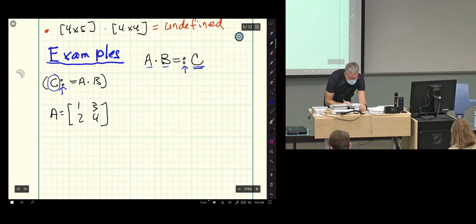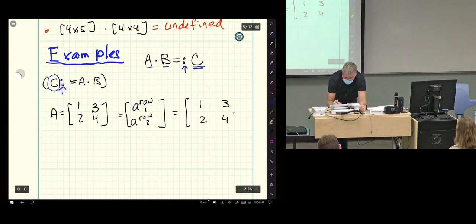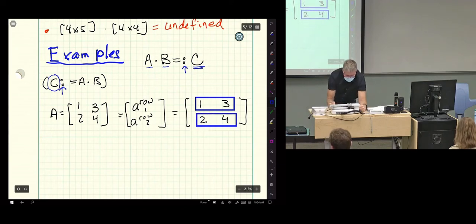Here's A. And those funny numbers are 3 and 4. Let's make them a little bit clearer. 3, 4. So I'm going to write that as A row 1, A row 2. Okay. So 1, 3, 2, 4. Here's a row. Here's a row.